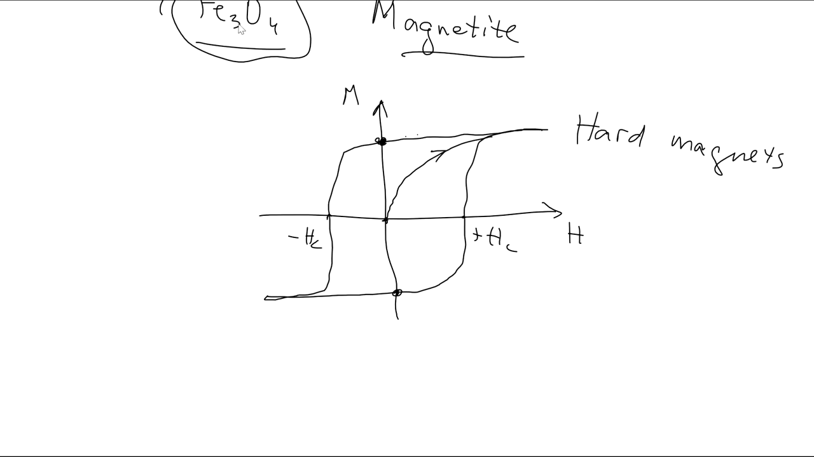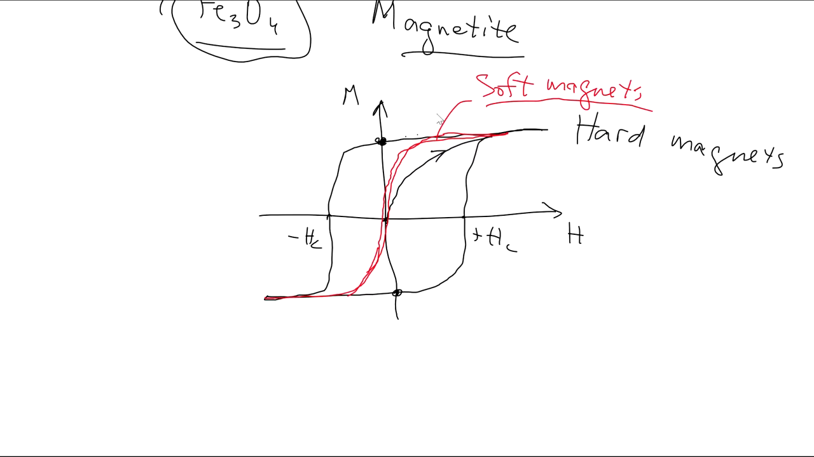Okay, the other type of material is material that would look like this. It would go almost through the zero. There might be a little bit of an opening in the hysteresis curve, but this opening would be very, very small. Which means that these materials are very easy to magnetize one way or another, and these ones are called soft magnets. So there are two different applications.